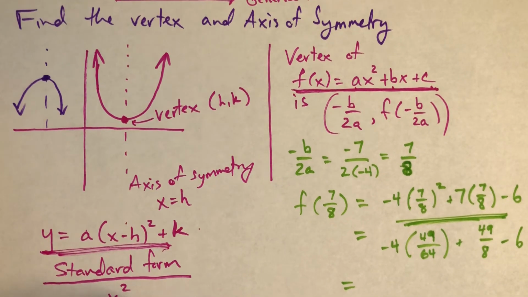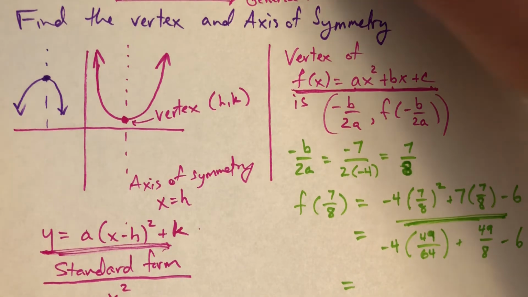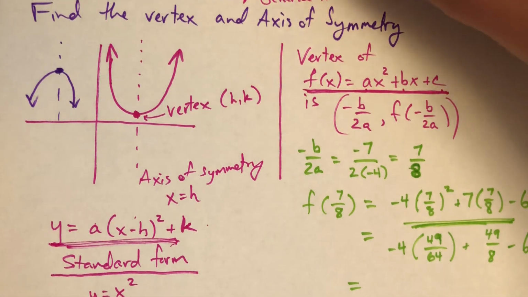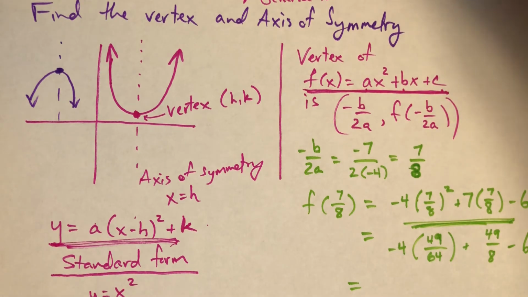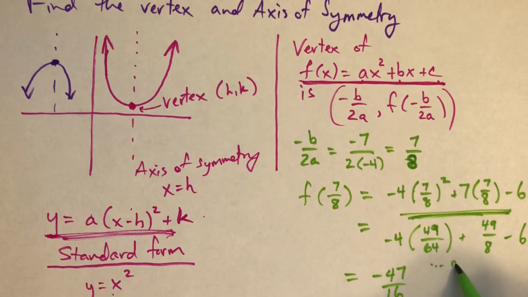You know what? I absolutely trust that each and every one of you can compute this. I'm going to use the calculator. So we want to do -4 times 7/8 squared plus 7 times 7/8 minus 6. And provided I did not make a keystroke error, this is -47/16, and that's great. Let's be humorous here. Magic happens, right?